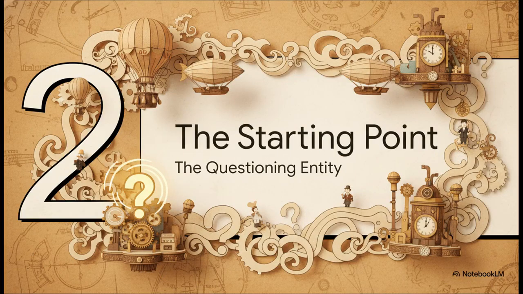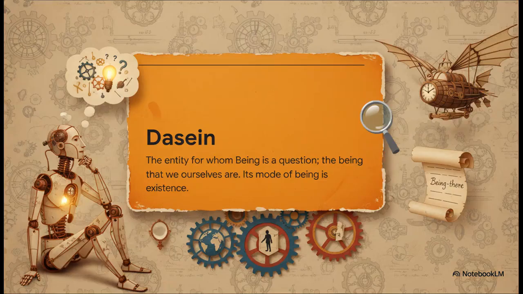So if we're going to tackle this huge, kind of abstract question about the meaning of being with a capital B, where on earth do we start? Well, Heidegger is very clear. There's only one possible place to begin. We have to start, he says, with the one and only being that can even ask this question, and that's us. He gives this unique kind of being a special name, Dasein.